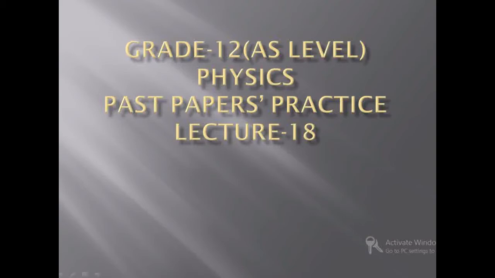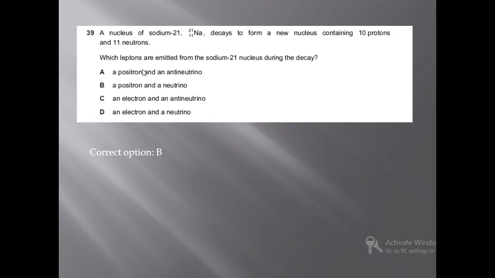This is lecture number 18, and in this lecture we are going to discuss and understand the last two MCQs. MCQ number 39. A nucleus of sodium 21 with mass number 21 and proton number 11 decays to form a nucleus containing 10 protons and 11 neutrons. Which leptons are emitted from the sodium 21 nucleus during the decay?